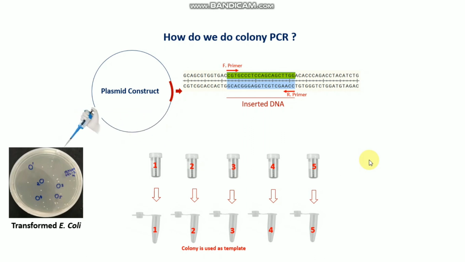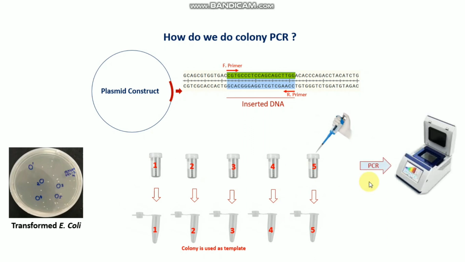One by one you need to pick the clones. Here I need to mention that when you start picking a clone, for the same clone you need to first put it into the bacterial tube. Then the same pipette tip you need to touch into the PCR tube. And for every clone you pick, you need to change the pipette tip. This is very important. When all of the clones are picked, you need to start the PCR process.